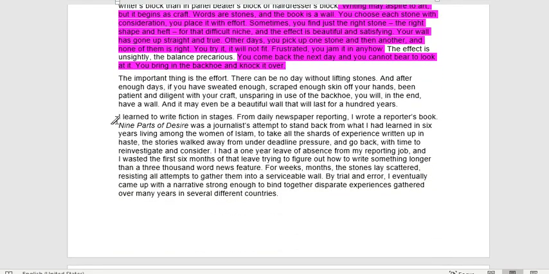Moving on. She says, I learned to write fiction in stages. From daily newspaper reporting, I wrote a reporter's book, 9 Parts of Desire. 9 Parts of Desire was a journalist's attempt to stand back from what I had learned in 6 years living among the women of Islam, to take all the shards of experience written up in haste, the stories walked away from under deadline pressure and go back with time to reinvestigate and consider.